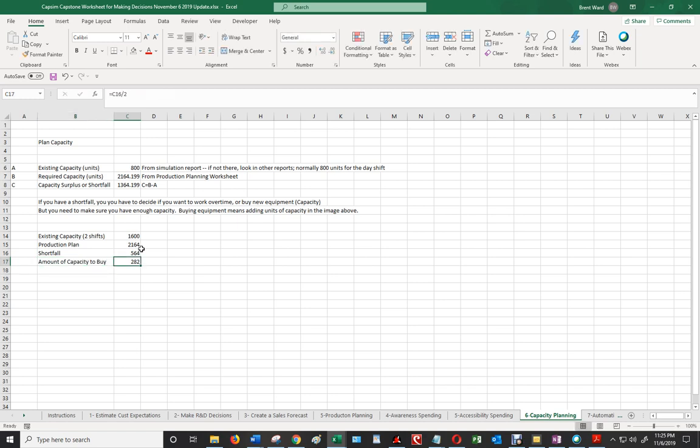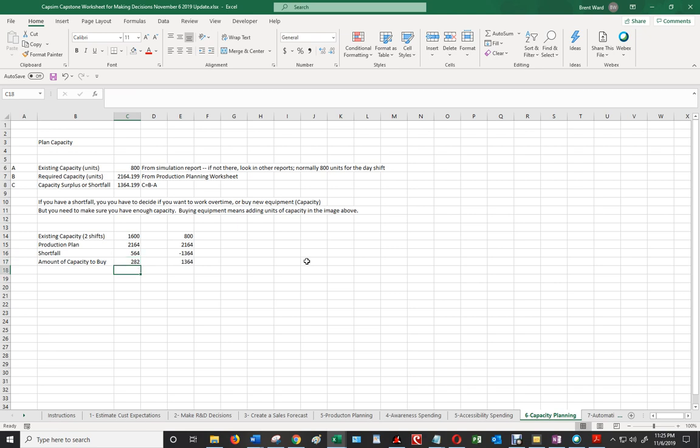Now, another way you could do it is you could just buy enough capacity so that you can do it all on the first shift and then save second shift overtime. If you were to do that, your existing capacity is 800. Your production plan is 2164 from above, so your shortfall is this minus that. We could then buy 1364 units of capacity and run only one shift, but that's going to cost a lot of money, and you only decide whether to do this one or this one after you look at your pro formas in Capsim.